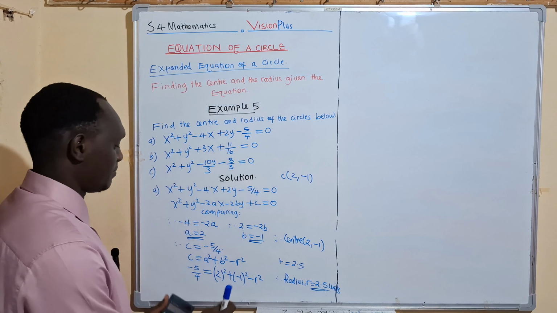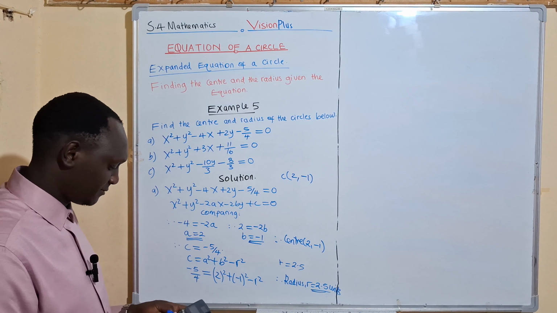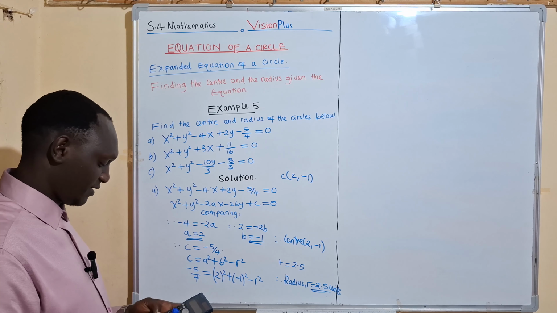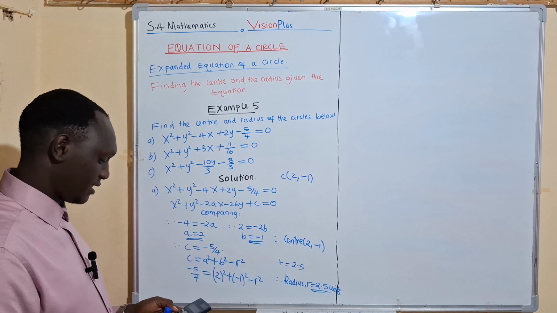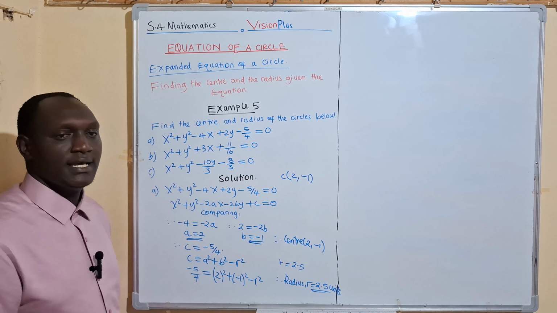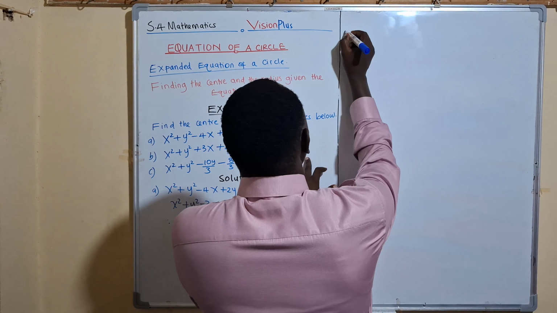In that manner, please work this out and get the value of r. Let me press again to prove mine. I get that, then I add 5 divided by 4, then I get the square root. Yes, I'm getting 2.5. So that is the radius in part A. In the same way, we go to part B.